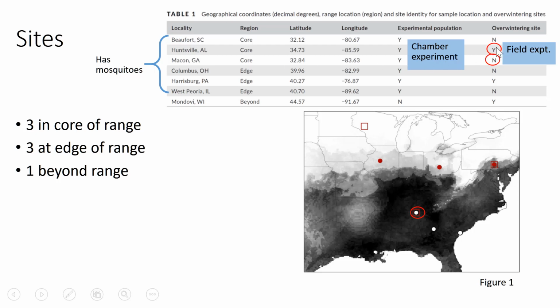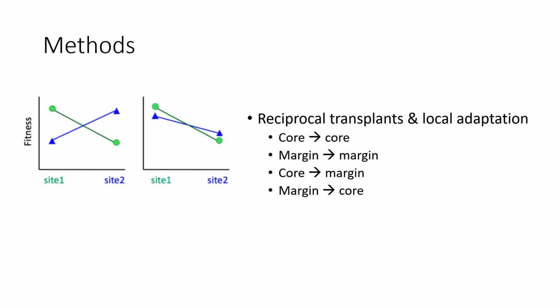So this should actually be a no in this table. This should be a yes in this table. And they should put this little square around Macon, Georgia. A trivial point. I wouldn't call that a critique, but just something that might confuse you. Now let's get into the methods of the paper.